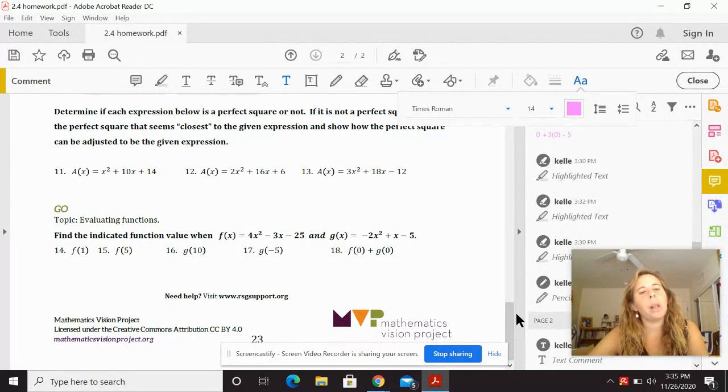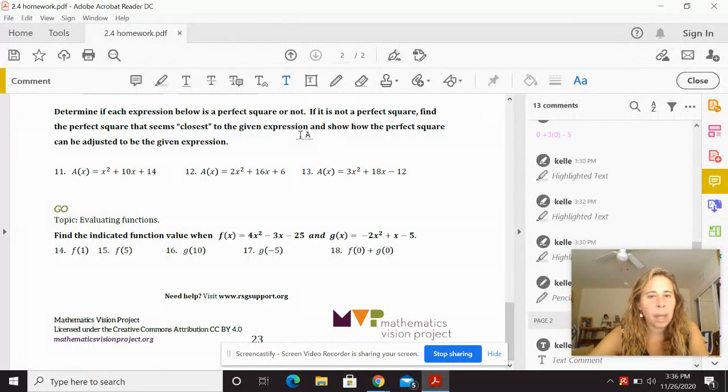Determine if each expression below is a perfect square or not. If it is not a perfect square, find the perfect square that seems closest to the given expression and show how the perfect square can be adjusted to be the given expression. So that's what we did at the end of the lesson, or that's what you did at the end of the lesson.